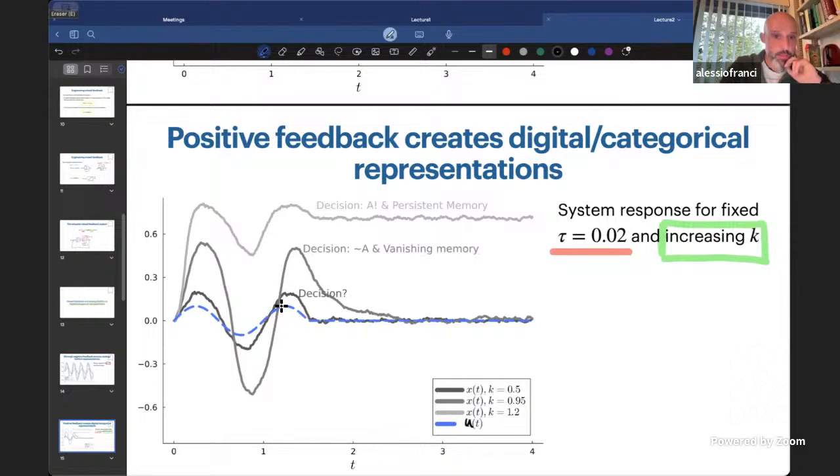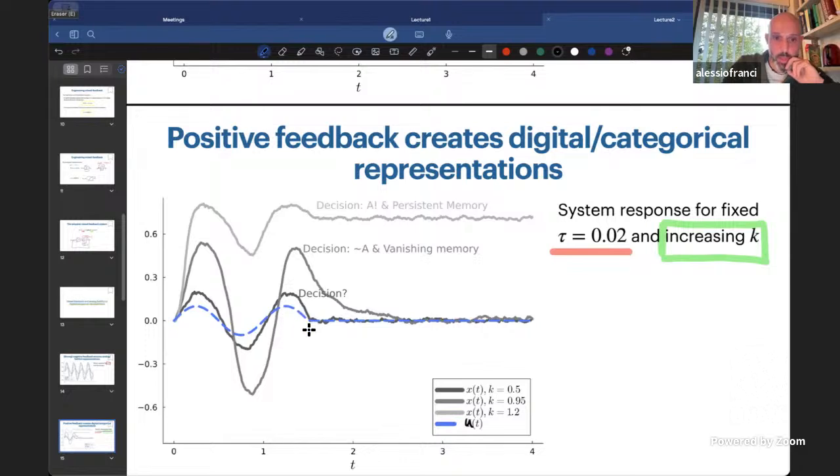Then if you increase it further, you start to have a not fully categorical, not fully decision-wise representation, but for sure you start to have a little bit of memory. So for instance, here the input increases, and now you have a huge nonlinear amplification of the input in the mid-gray response. And when the stimulus changes sign, it takes a while for the system to switch to the other response. Why? Because the system starts to have a little bit of memory, and you can see this memory also here.